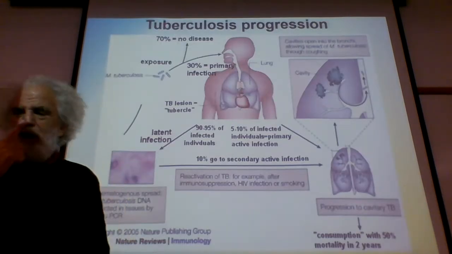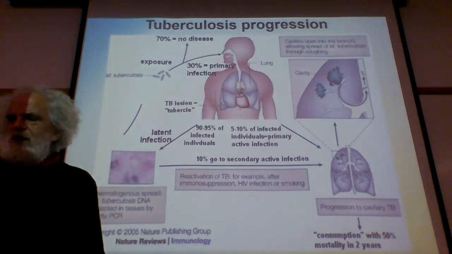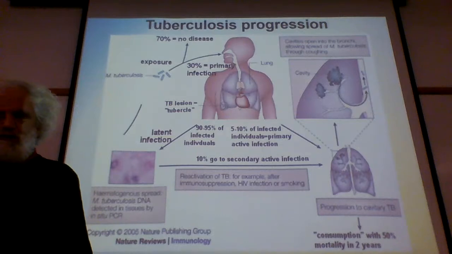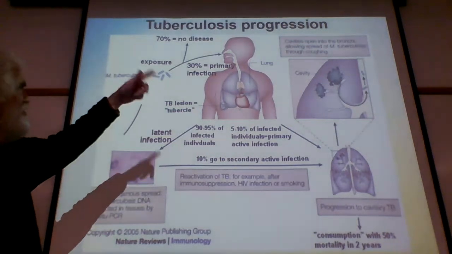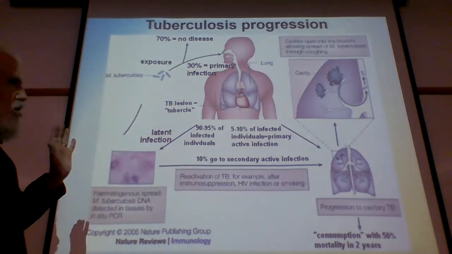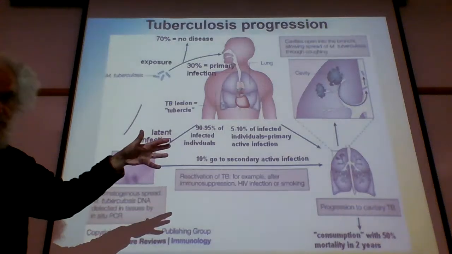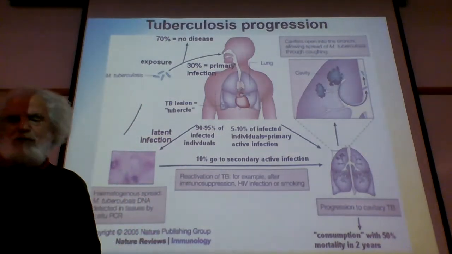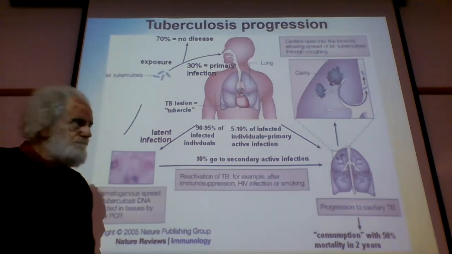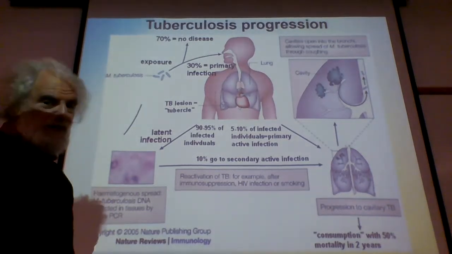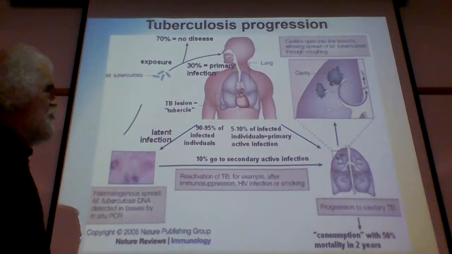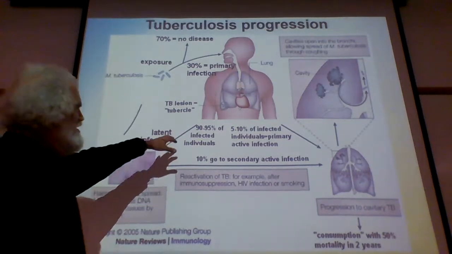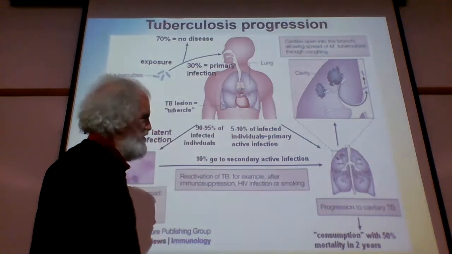All right, so tuberculosis, the primary infection mechanism is through the lungs. So you can get exposed to it, and most folks aren't going to have a problem. But in 30%, we will end up with lung infections and begin producing these TB lesions known as the tubercles.